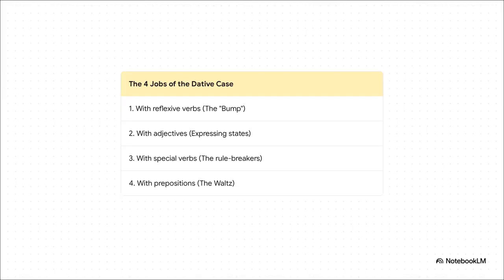So let's recap them one more time. Let's look at the tools on our Swiss Army knife. First, you've got the bumping rule for those reflexive verbs. Second, you have expressing personal feelings and states with adjectives. Third, that special list of verbs, the rule breakers that always demand it. And fourth, that musical group of prepositions that you can literally waltz your way into remembering. That's it. That is the core of the dative case.